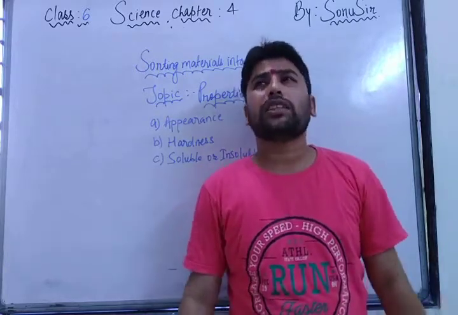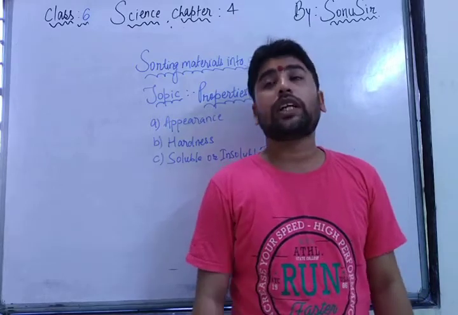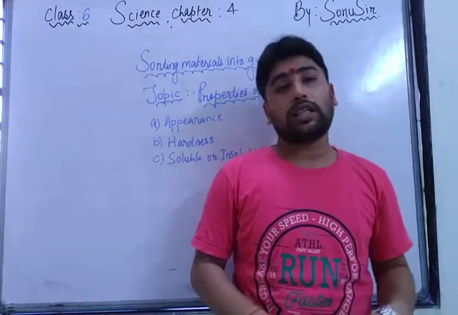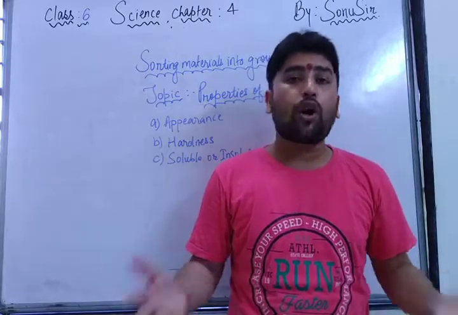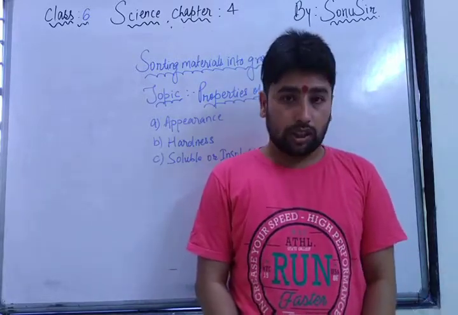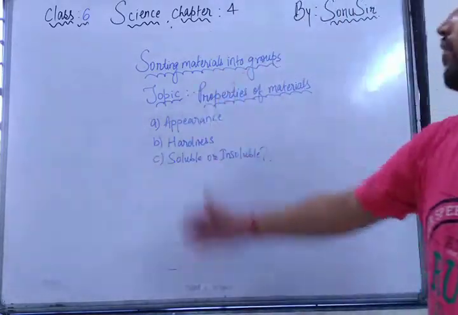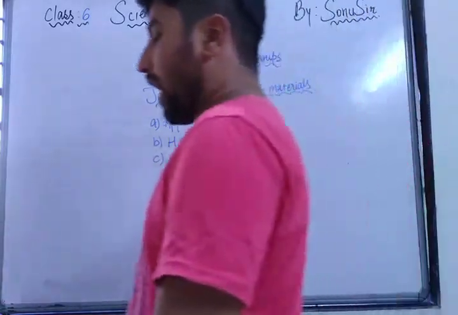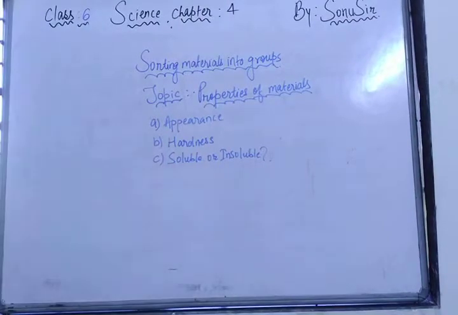There are many substances which are soluble. If you take salt, sugar, or any other crystals which can be dissolved in water, they are called soluble, and those which cannot be dissolved in water are called insoluble. So these were the properties of some of the materials like appearance, hardness, soluble or insoluble. I hope all of you are understanding about all these properties of the metal.